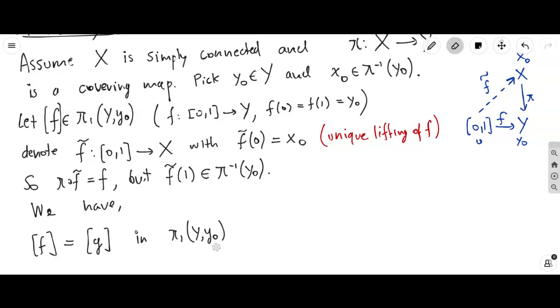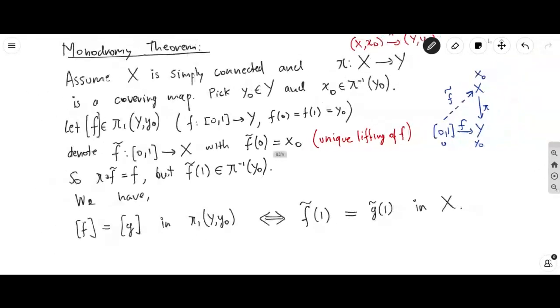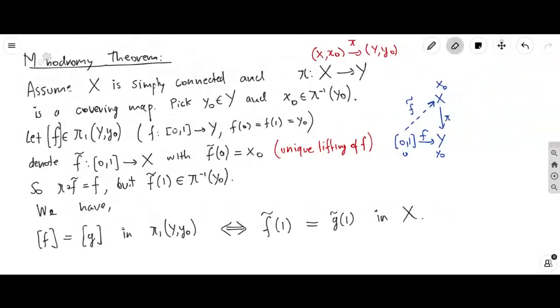So they're equal in the fundamental group if and only if, and this is the monodromy theorem, when you take the terminal point of the lifted path and the terminal point of the other lifted path, they're the same in the covering space. That's why it's called the monodromy theorem, because everything is determined by what the lifted paths do at just that one single point. That's the only information you need. So this is a review from last time.